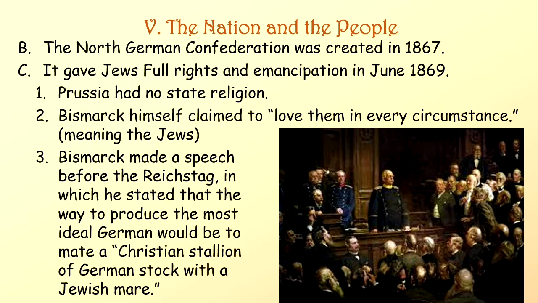As we've already seen, the North German Confederation was created in 1867. It gave Jews full rights and emancipation in June 1869. Prussia had no state religion. And Bismarck himself claimed to love them in every circumstance, meaning the Jews. In fact, Bismarck even made a speech before the Reichstag in which he stated that the way to produce the most ideal German would be to mate a Christian stallion of German stock with a Jewish mare.